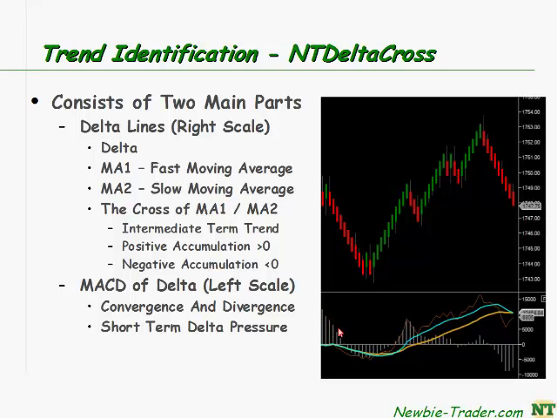It gives me a short-term measurement of the momentum of the delta. So I can look at this delta cross indicator, and when it crosses to the upside, I know that I have a position. I have the underlying battle. I have the bid and the ask battle going on, the bulls versus the bears. I have the bulls winning when we're crossed to the upside and climbing.